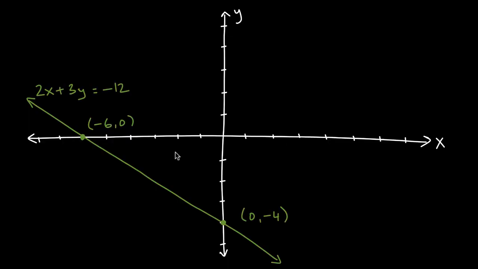Now what we can do is plot these two points. Negative 6, comma, 0 means the function goes 6 to the left, but not really up or down. And then lastly, it goes 4 down, but it doesn't go left or right. And if we were to connect these two dots, we would end up getting the graph of 2x plus 3y equals negative 12. The straight line between these two dots is the graph of this function.